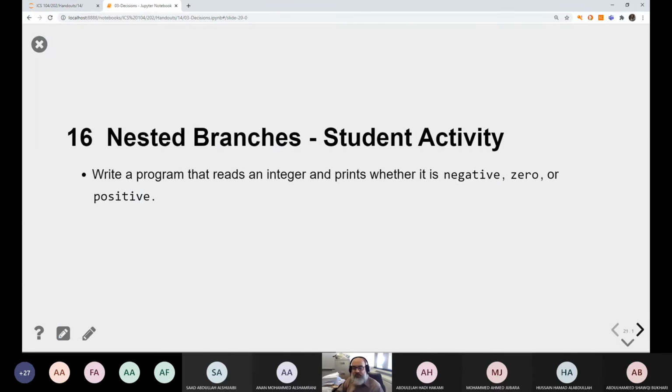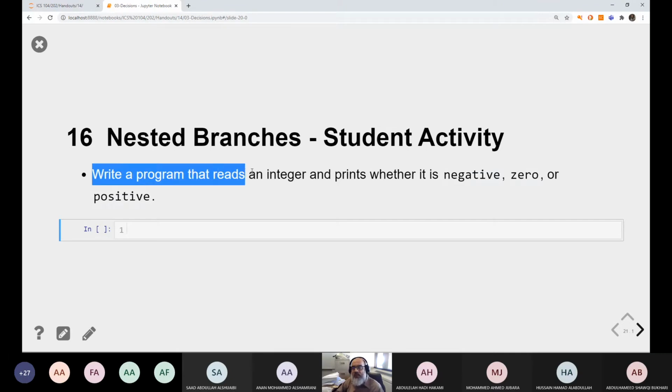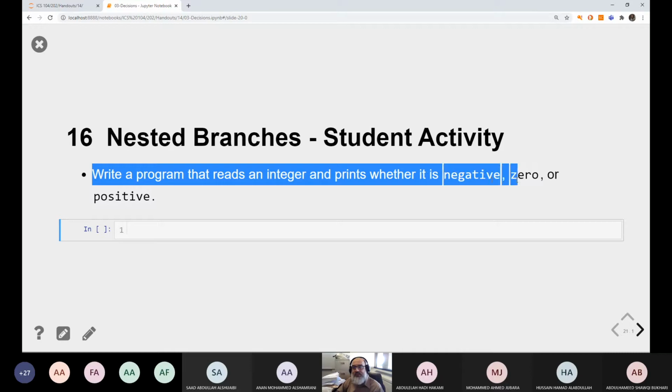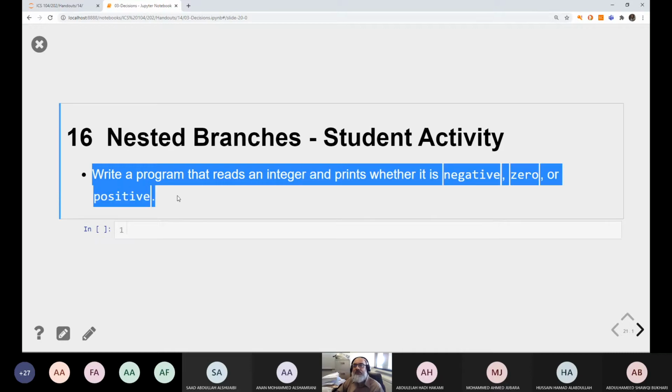Okay, let me give you a couple of minutes and we will see who's going to write an answer on the chat. Write a program that reads an integer and prints whether it's negative, 0, or positive using nested branches. Using nested branches.